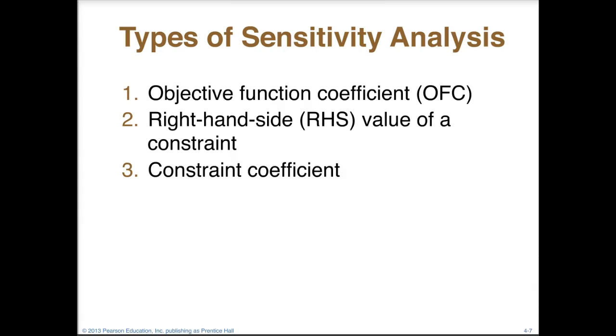All right, so now what we're going to do is go over the types of things that we study when we're doing sensitivity analysis. So we're going to change one of these three things here. And as we change each one just on its own, we're going to see how it affects the feasibility region. In some cases, it will expand it. In some cases, it will contract it.